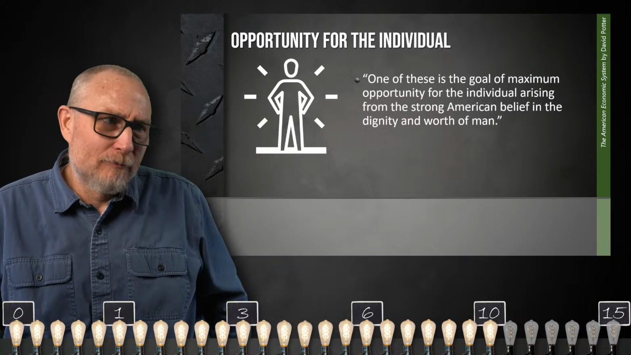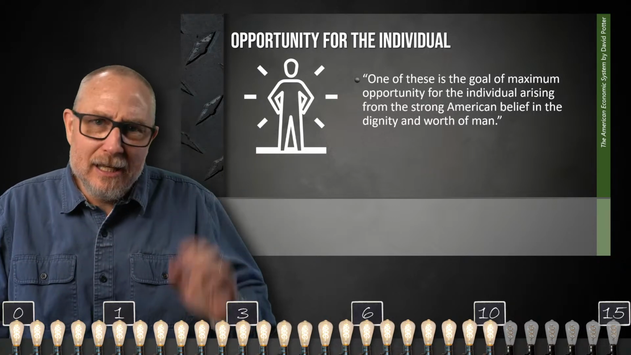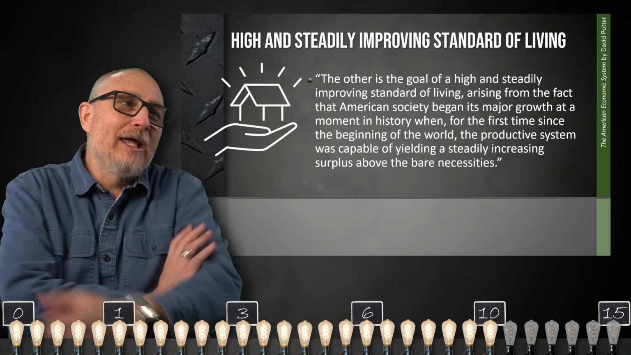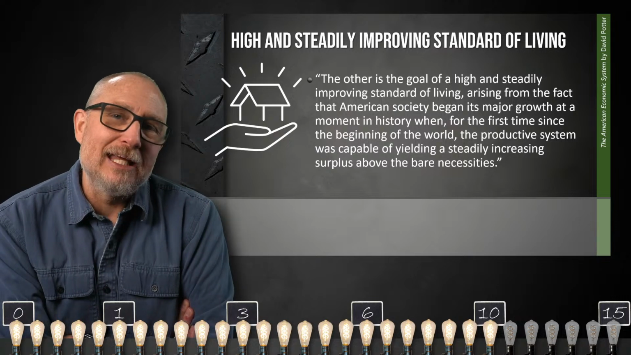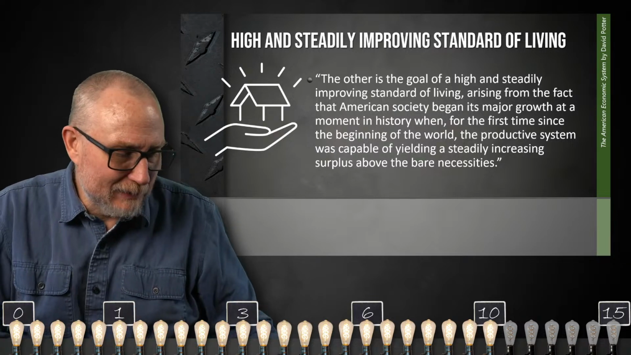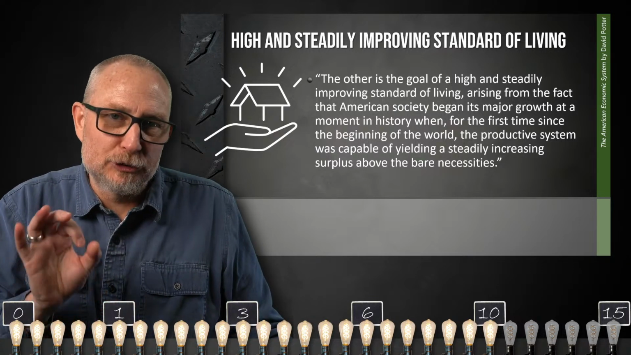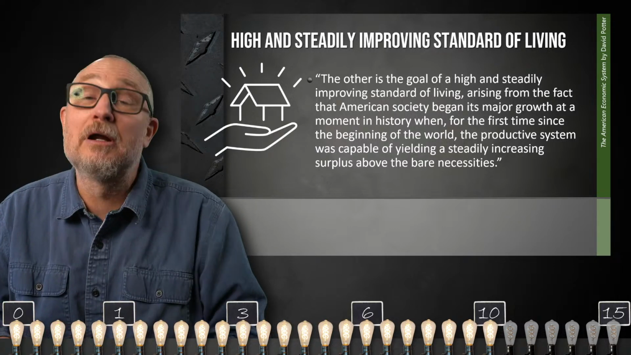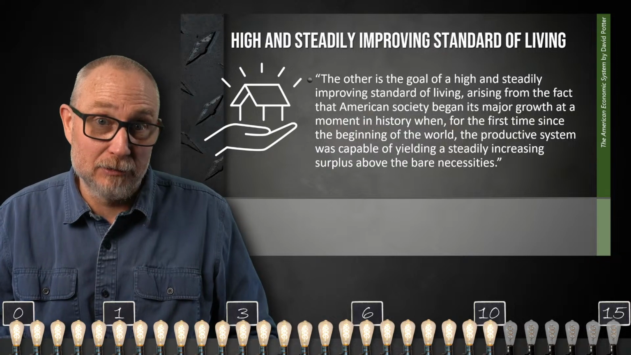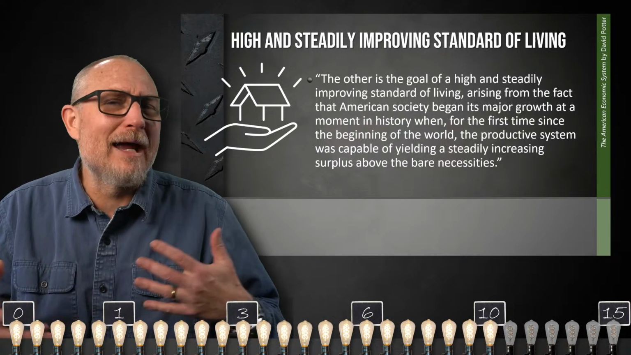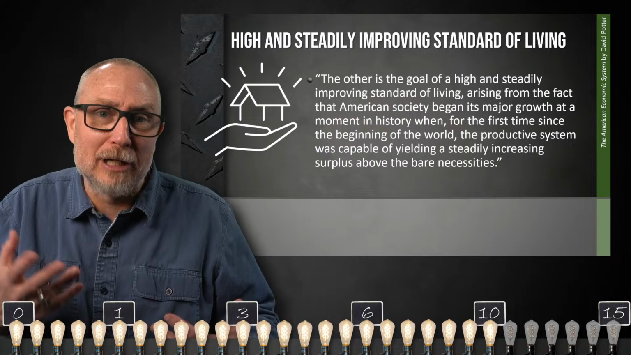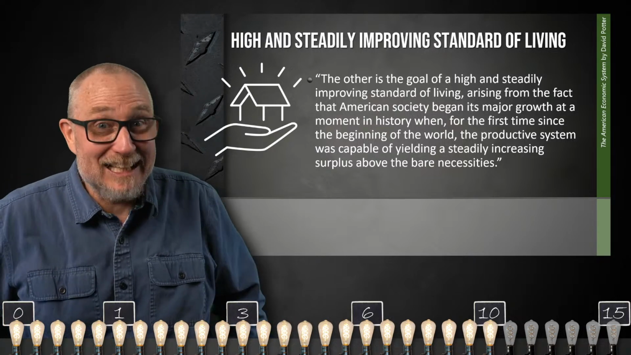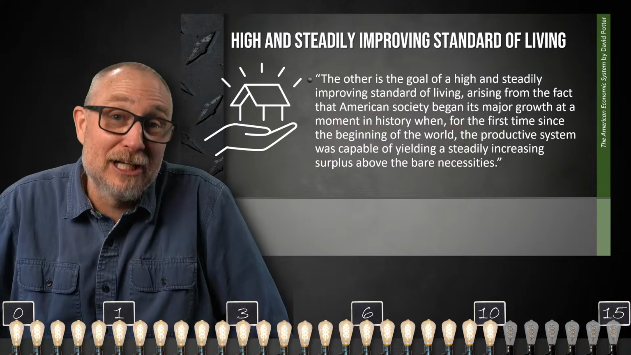One of these is the goal of belief in the dignity and worth of men. Yes, so opportunities for everyone. Now, here's the one that's really struggling these days. He also says the economic system should be set up such that each generation does better than the previous generation. This is a very American idea that each generation does better. And for the most part, we've successfully accomplished this generation after generation.